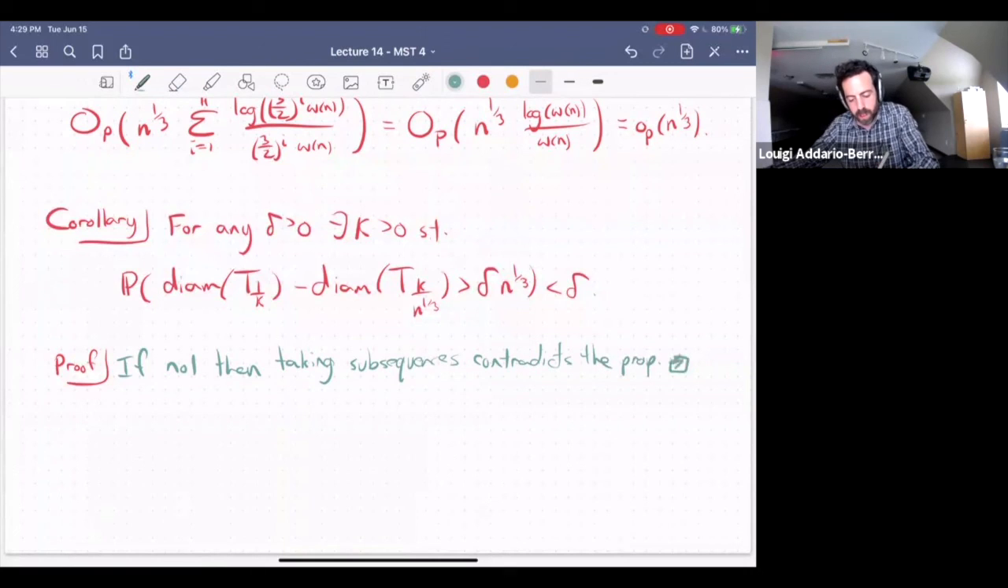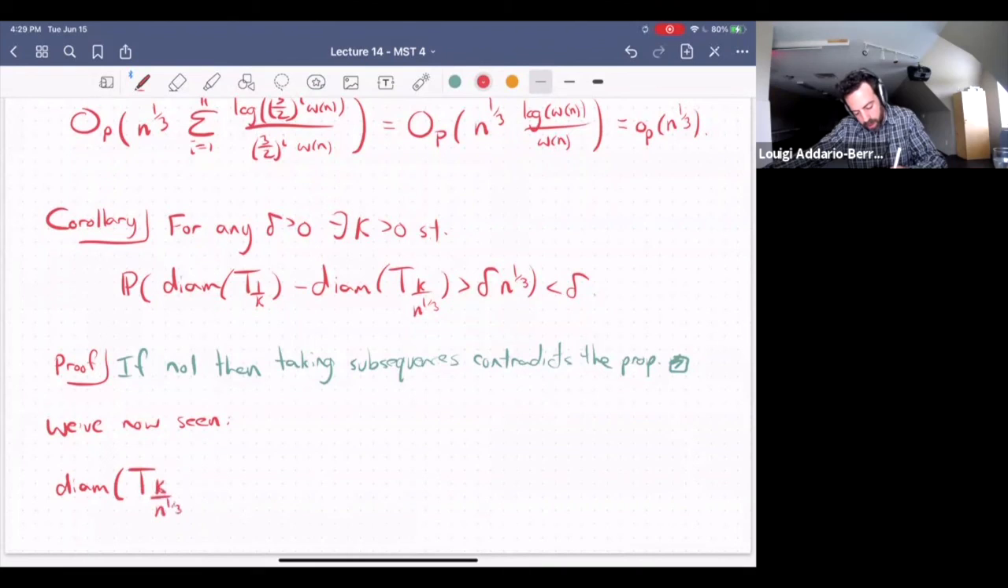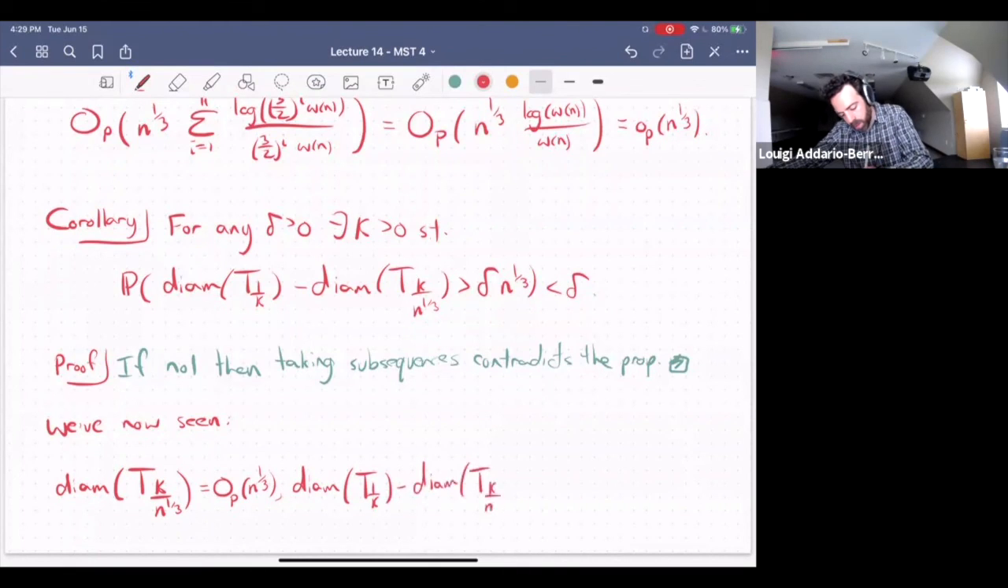Okay, so we've now seen all the pieces. We saw that the diameter at time k over n to the third is order n to the third. We saw that the diameter at time 1 over k is at most order n to the third bigger than it was at time k over n to the third.